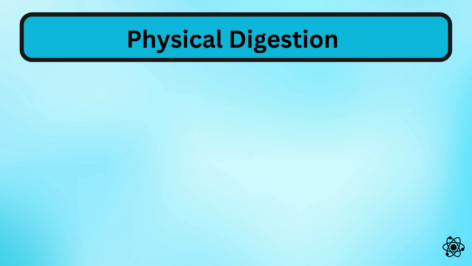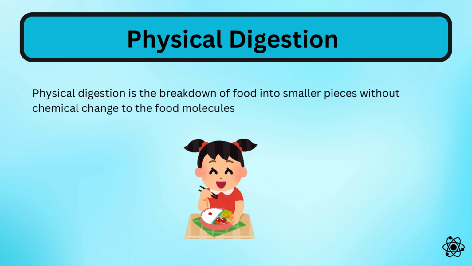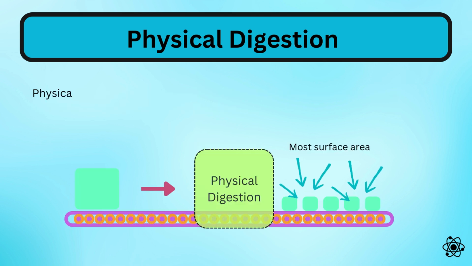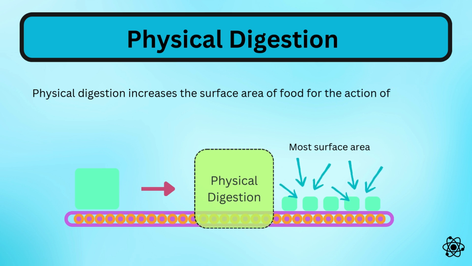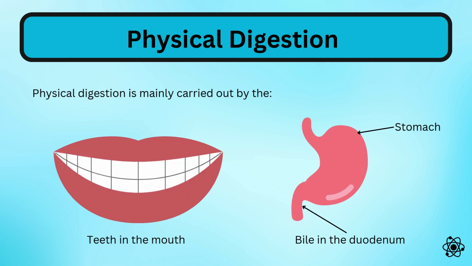Digestion can be divided into physical digestion and chemical digestion. Physical digestion is the breakdown of food into smaller pieces without chemical change to the food molecules. Physical digestion increases the surface area of food for the action of enzymes in chemical digestion. So food gets more surface area for the enzymes to act on. Physical digestion is mainly carried out by the teeth in our mouth, the stomach, and the bile in the duodenum.